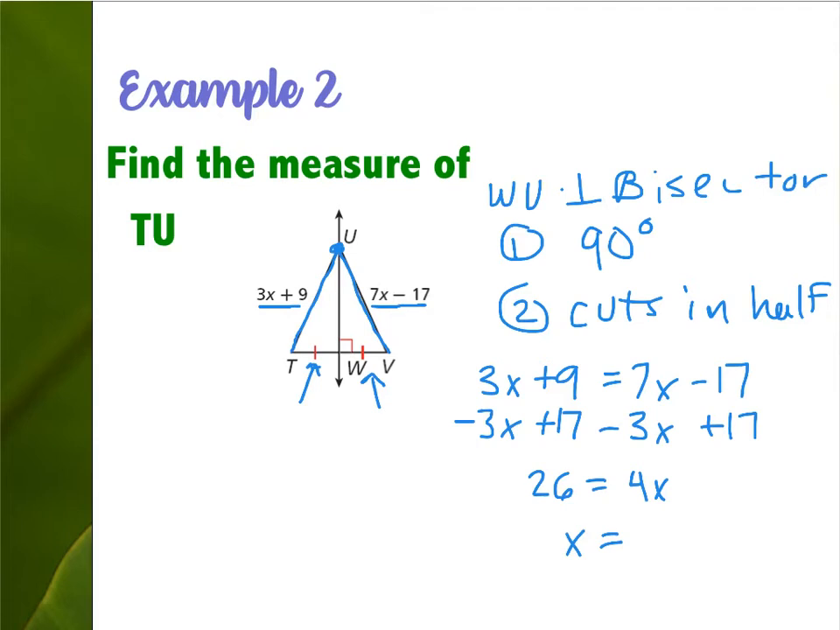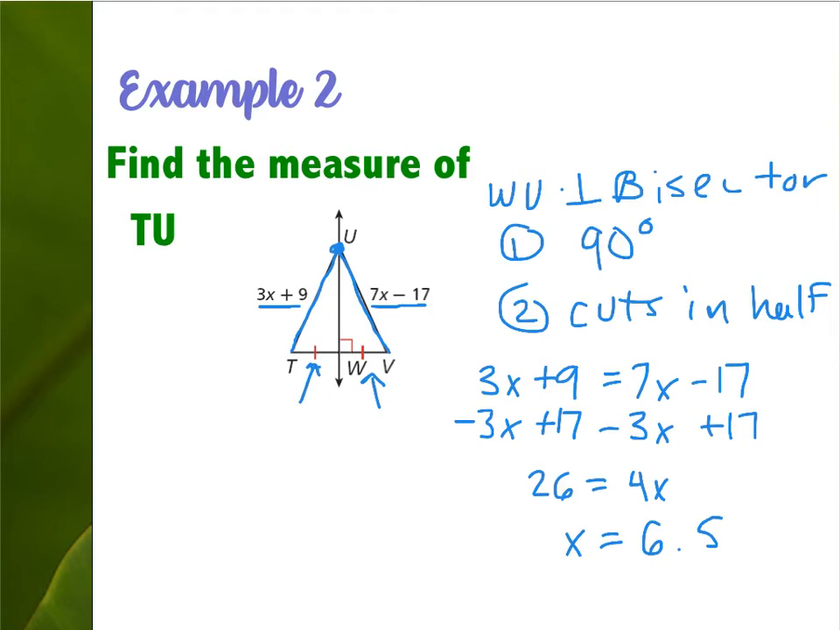Wait, I'm thinking, but I was doing the math, and would it be a decimal? No. Yes. What's 26 divided by 4? 6. What's 6 times 4? I mean, what? Yeah. Exactly. So x is 6.5.